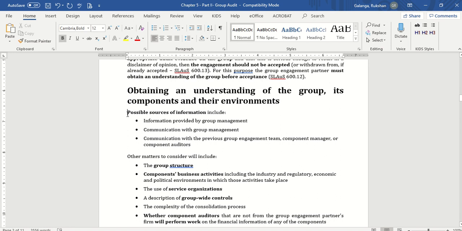So we'll see how you can get that information, the possible sources of information. Information provided by the group management. So you can get the information from those parties. Next one, communication with the group management. You can do the communication, you can go for meetings with them. Then communication with the previous group engagement teams, component managers or the component auditors.